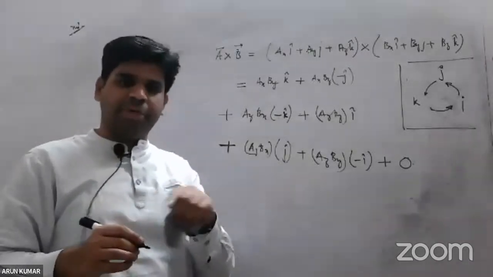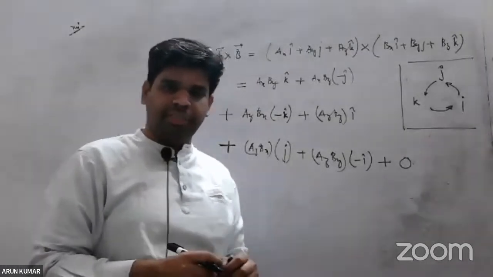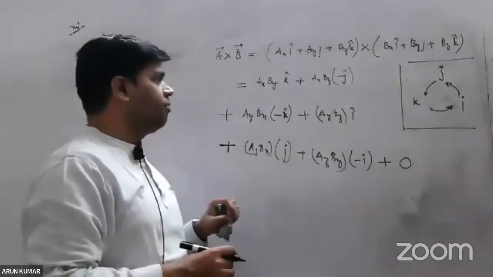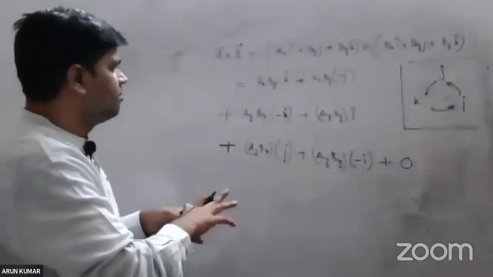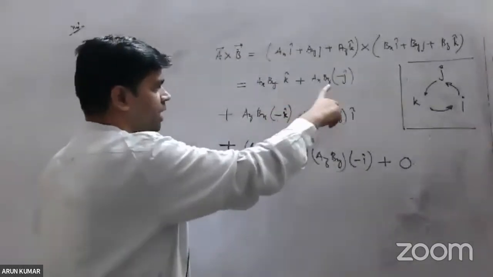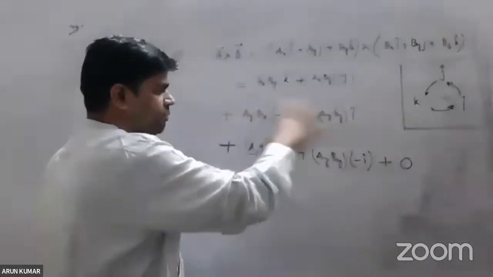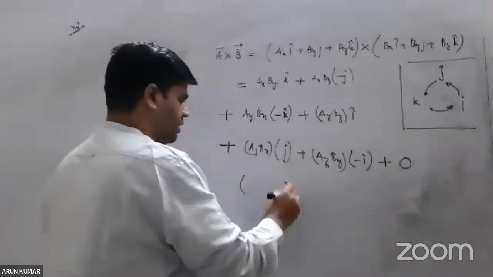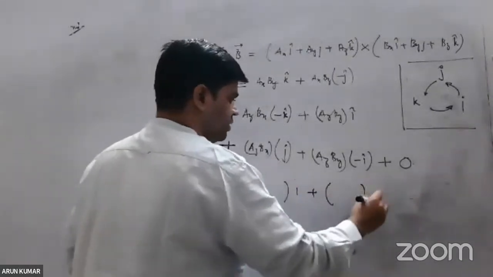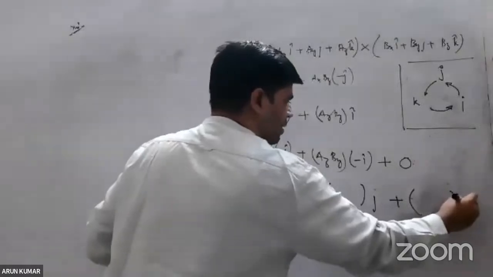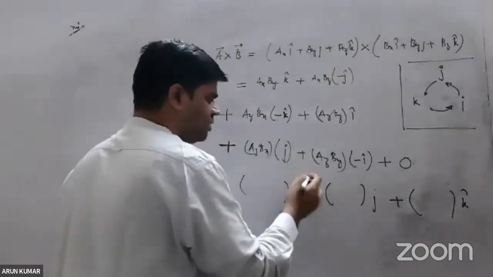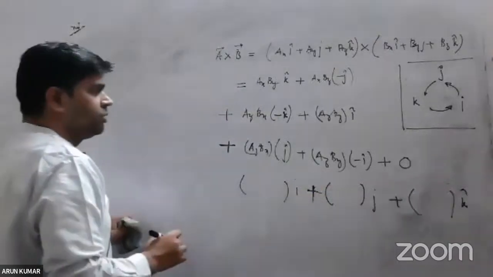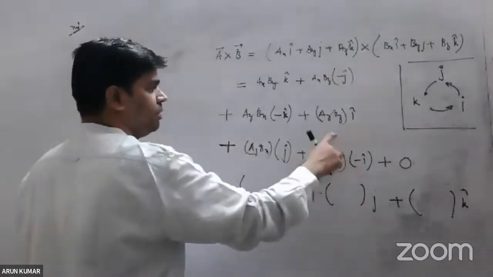But there is another way of doing it which is better. I'll tell you how. That's the determinant method. Then you just combine k caps, i caps, and j caps. You'll get one complete term: something i cap plus something j cap plus something k cap. And over here you'll get some plus or minus. You'll check that.